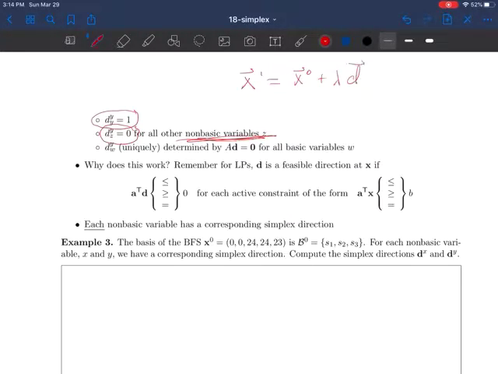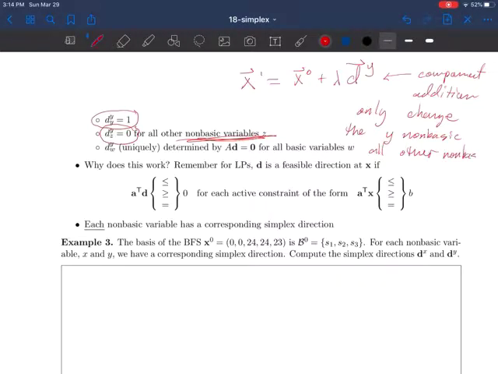you see that what that's going to do is, remember, it's going to start at x0 and it's going to add to it this simplex direction. This is going to be a component by component addition. We'll only change the y non-basic. All other non-basics will be unaffected by this direction. And then, of course, the question is what about the basic components of D?